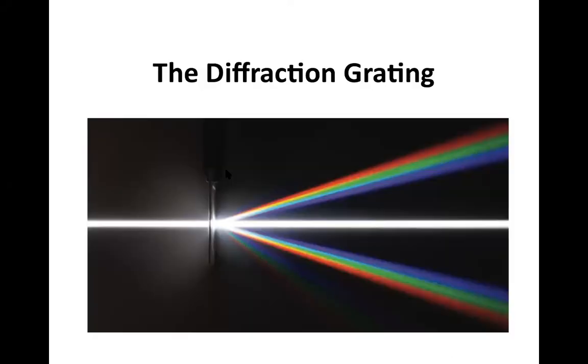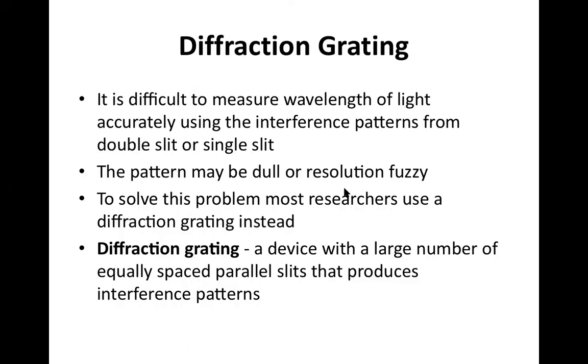Okay, so the last part of this lesson is about something called a diffraction grating, which actually would look like this. It's difficult to measure wavelength of light accurately using the interference patterns from double slit or single slit, and it's a lot easier if we can use a diffraction grating. The problem with the double slit or the single slit is that the pattern might be dull or the resolution is fuzzy. So to solve this problem, most researchers use a diffraction grating instead.